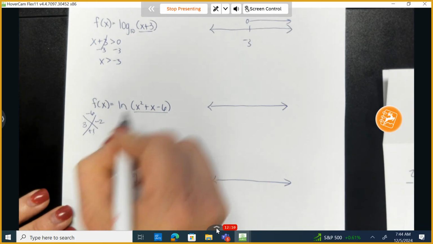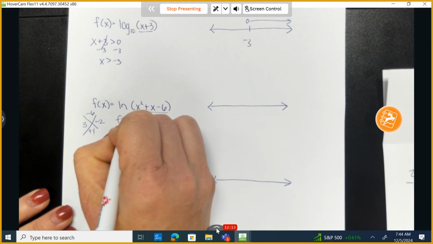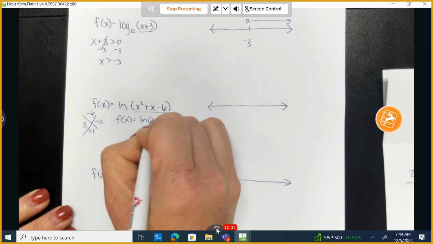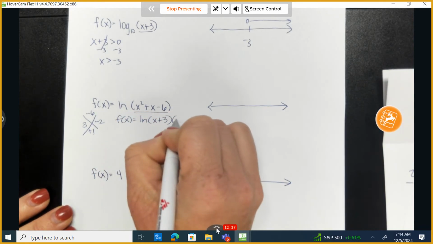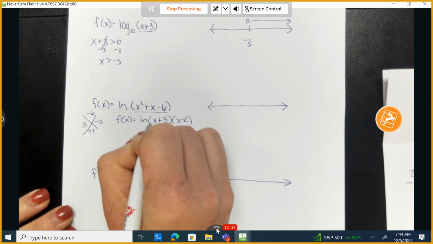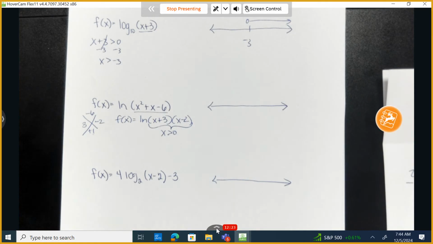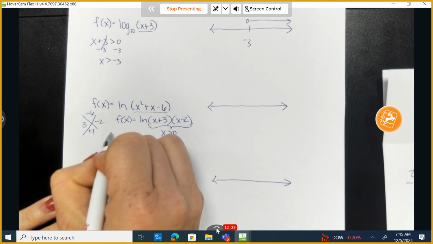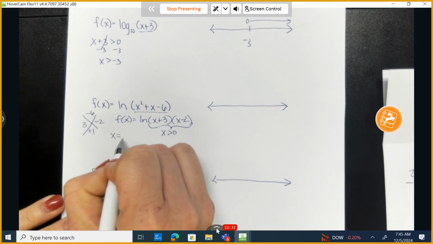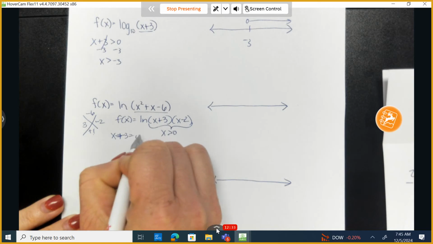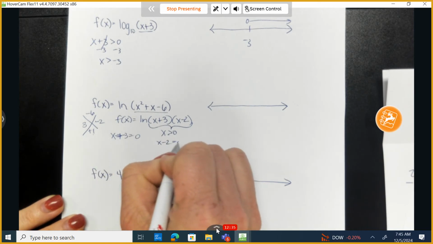Let me check. That looks good. So I'm going to rewrite this as f of x equals the natural log of x plus 3 times x minus 2. This entire quantity must be greater than 0. And now this goes back to, honestly, it goes back to the first and second units of the year. So I'm going to come and I'm going to set each one of these initially equal to 0. So x plus 3 equals 0 and x minus 2 equals 0.